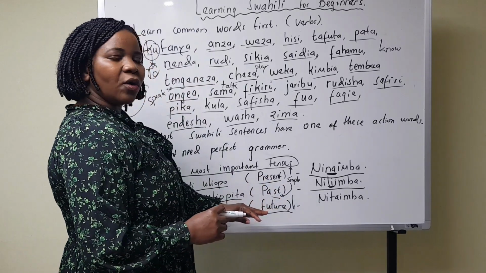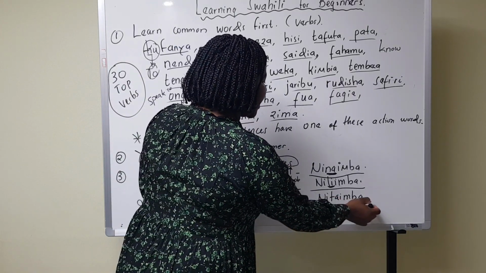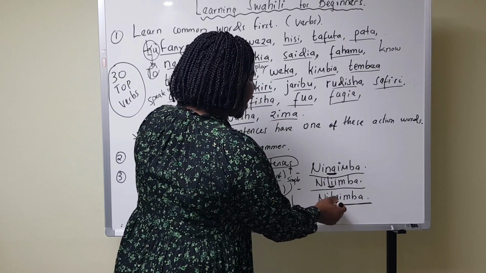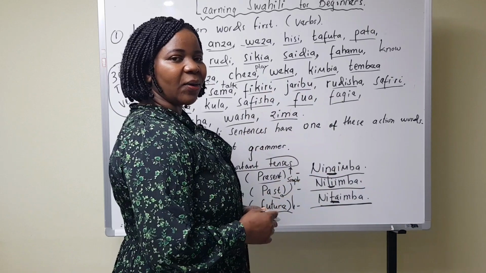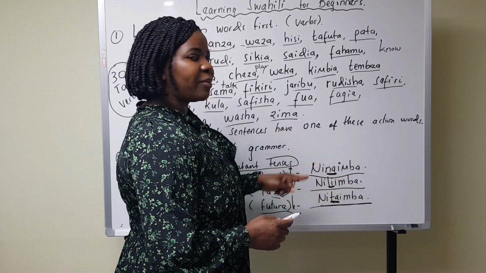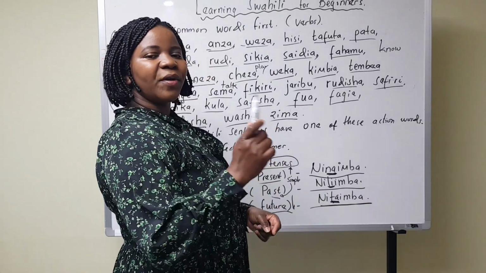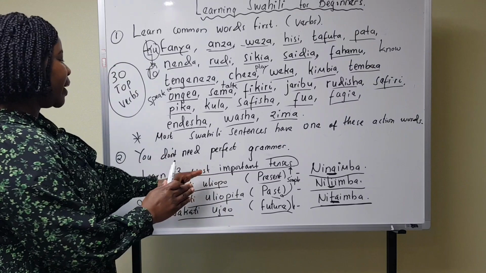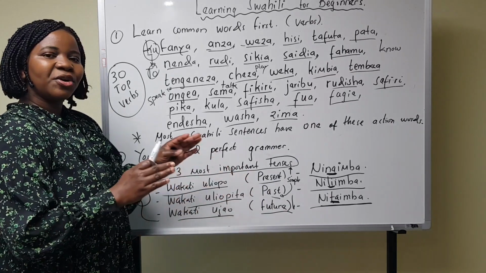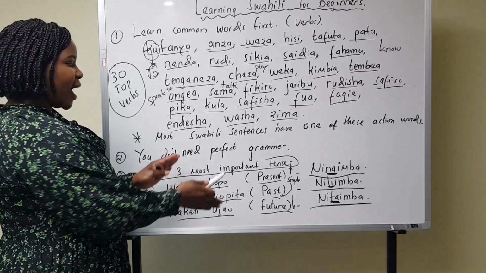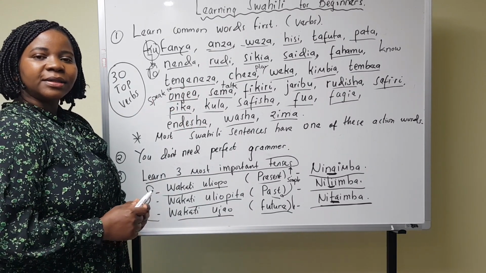And wakati ujao, future tense, simple future tense, will be nitaimba. So ta in this sentence represents future, wakati ujao, okay? So ninaimba, na for present, niliimba, li for past, nitaimba, ta for future. So learn 3 most important tenses, which are simple present, simple past, and simple future first, okay? Then after understanding all these 3 tenses, then you will learn the other tenses, okay?